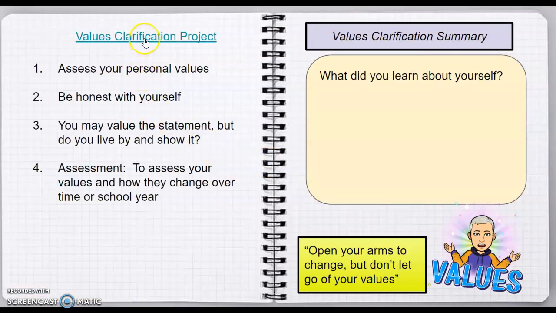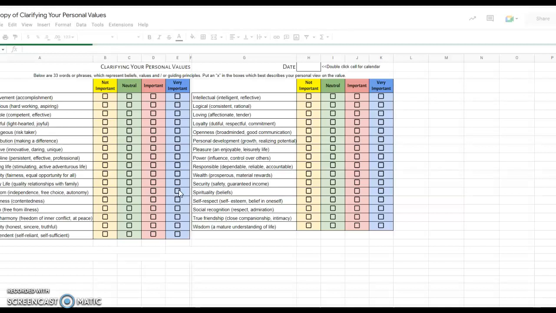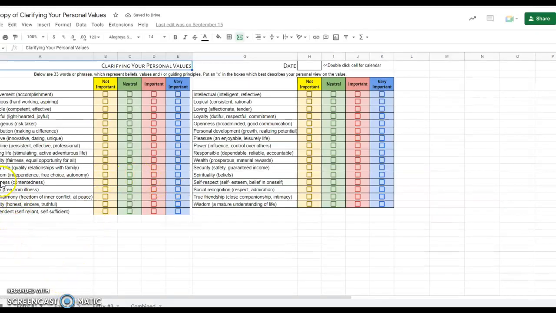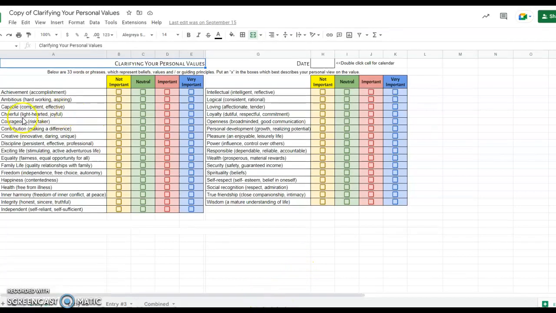Next is our values clarification project. If you click the link up here, it will take you to your classroom. When we go into our values clarification project, we're going to look at our values, and I'm going to slide this over a little bit in hopes you can all see it. What I'd like you to do here is look at each statement, and we'll walk through this in class together. So I would like you not to jump ahead with us here.